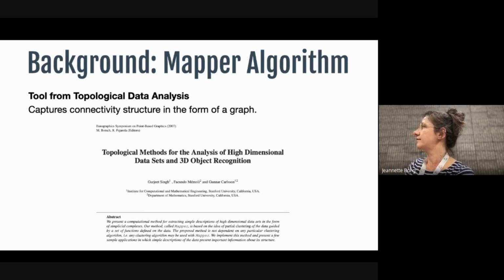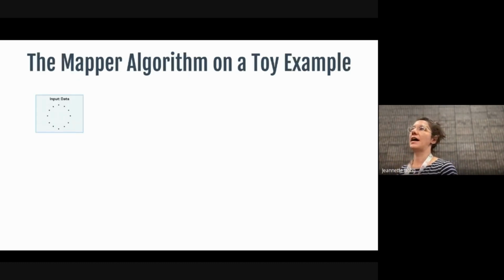Basically, it captures connectivity structure in the form of a graph, of actually any kind of data. It has been applied to many different kinds of data problems, for example analyzing NBA players and their gameplay, which are not explicitly geometric, but here we use it for point cloud processing. Let me give you a brief overview of how this mapper algorithm works on a very simple 2D toy example. Here is the following point cloud as input data.